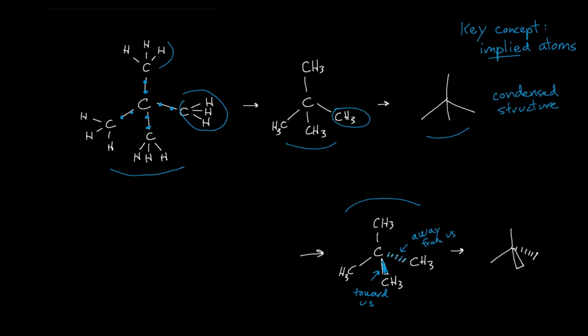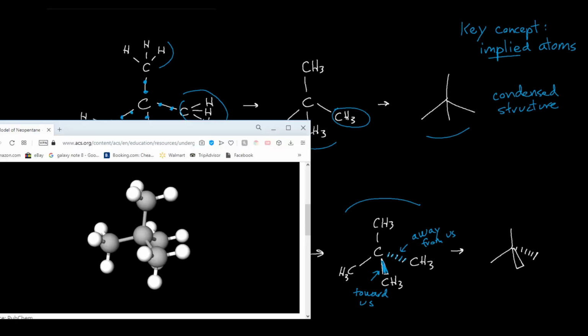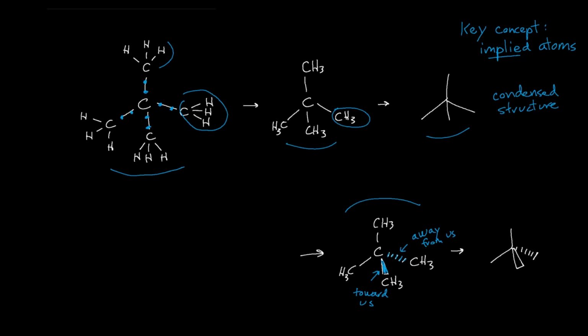That's a really nifty way to show this, isn't it? So these two here and these two here are in plane. The one CH3 coming toward us and the CH3 going away from us is represented right here. And then to further condense it, you could draw it like that.